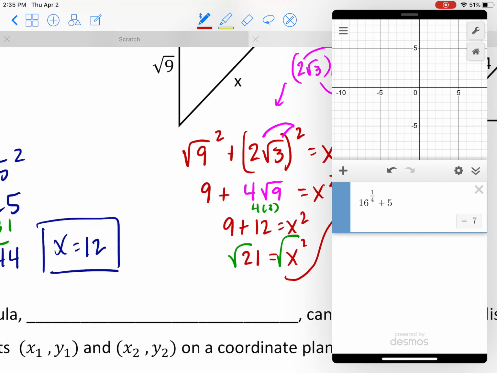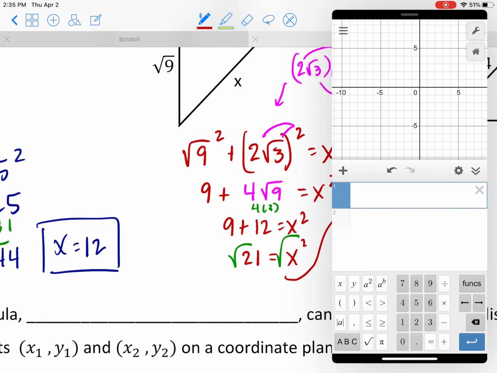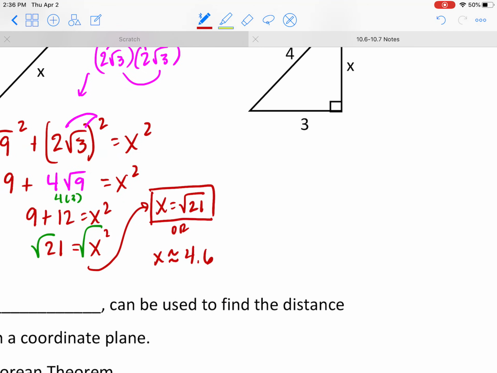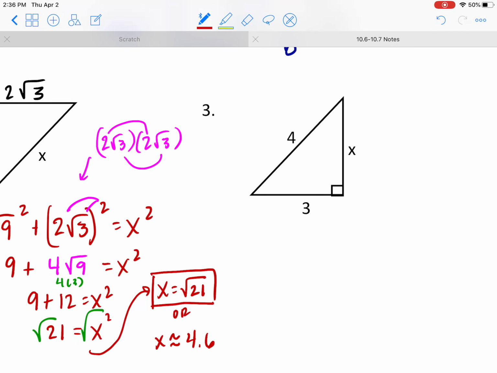Here, we're going to say x is equal to exactly the square root of 21, or we could say that x is approximately equal to the square root of 21. So we can estimate with the calculator about 4.6. Okay, now if we were dealing with context, I would say the decimal would be more appropriate. Out of context, I would say the exact answer is the preferred answer. And if 21 was something we could break down, then we would definitely want to simplify there.